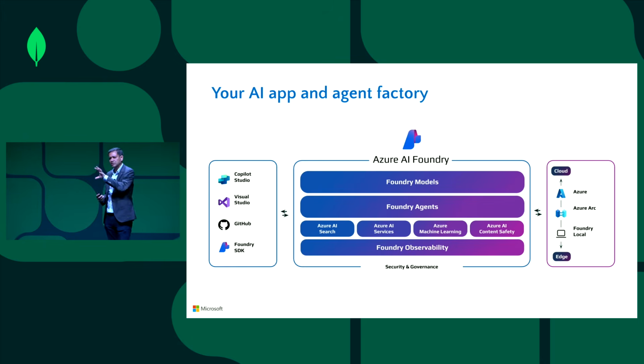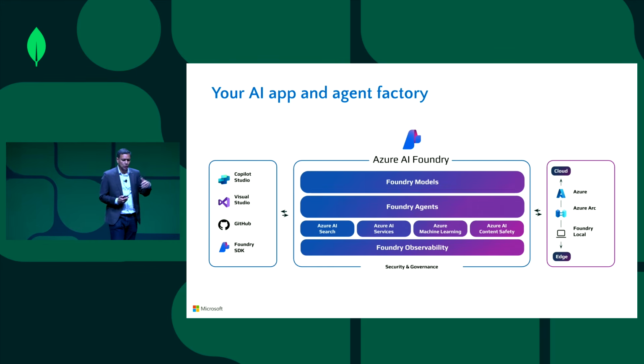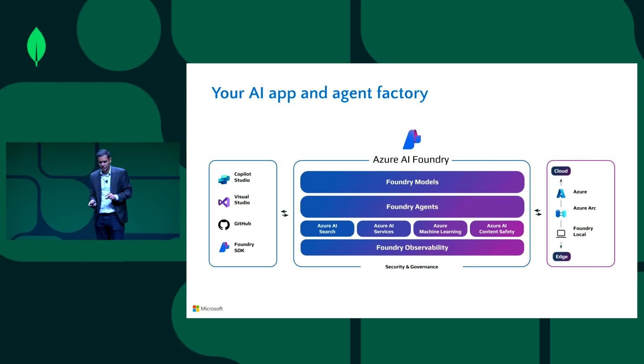with support for agent-to-agent, A2A, MCP, and frameworks like LangChain. Trust is super critical, so Foundry includes built-in content safety. And then through observability, you can evaluate your models in production and assess them. All of these you can use through the tools that you are already using today: Copilot Studio, Visual Studio, GitHub. And Foundry allows you to deploy your models in the cloud, on premises via Azure Arc, and locally via Foundry Local. We are going to touch on some of the Foundry features.